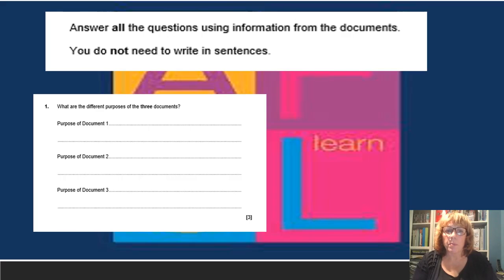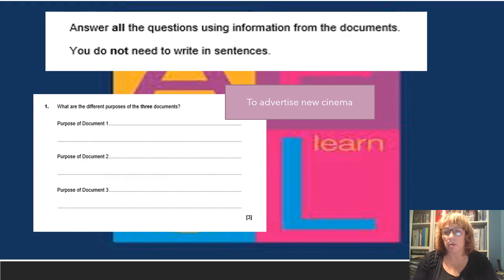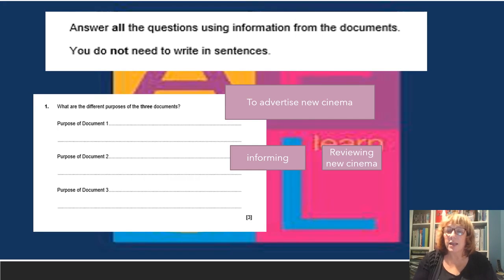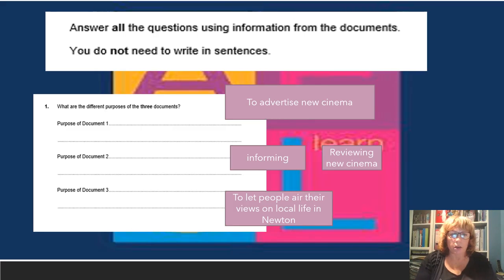What are the different purposes of the 3 documents? Well, the purpose of document 1, do you remember? If you have it in front of you, it's an advertisement. So its purpose is to advertise the new cinema. In the second document, it was a newspaper article. So make sure you know what that article is doing. It's informing. But you might also say it's reviewing a new cinema, and either of those answers would have gained you a point. And document 3 is to let people air their views on local life in Newton. And because there's no restrictions on the way you do actually answer, any valid answer is acceptable, so any way in which you'd written that information would have gained you that point.